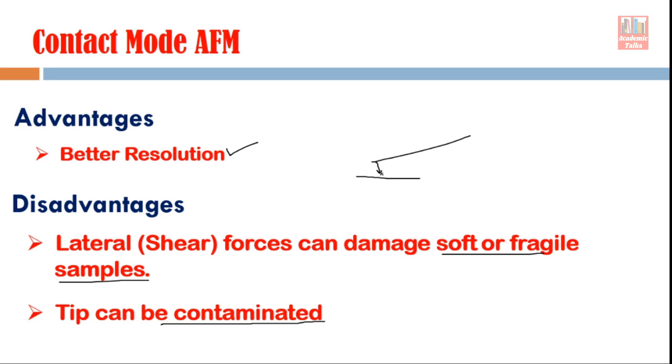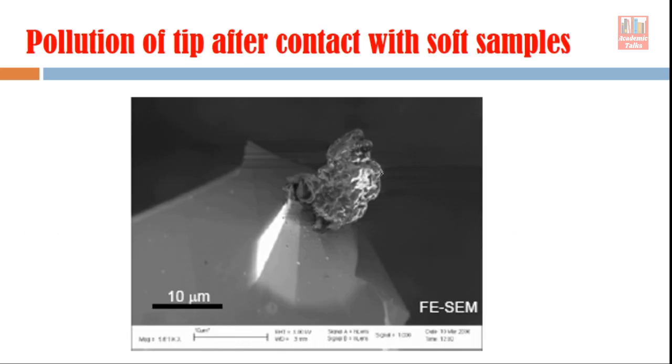So when we start scanning another sample, or the same sample at another location, with the same tip, whatever contamination or dust particle is attached to the tip will stay there, and that will affect the resolution at that new location. So you can see here the pollution of the tip after contact with the soft sample.